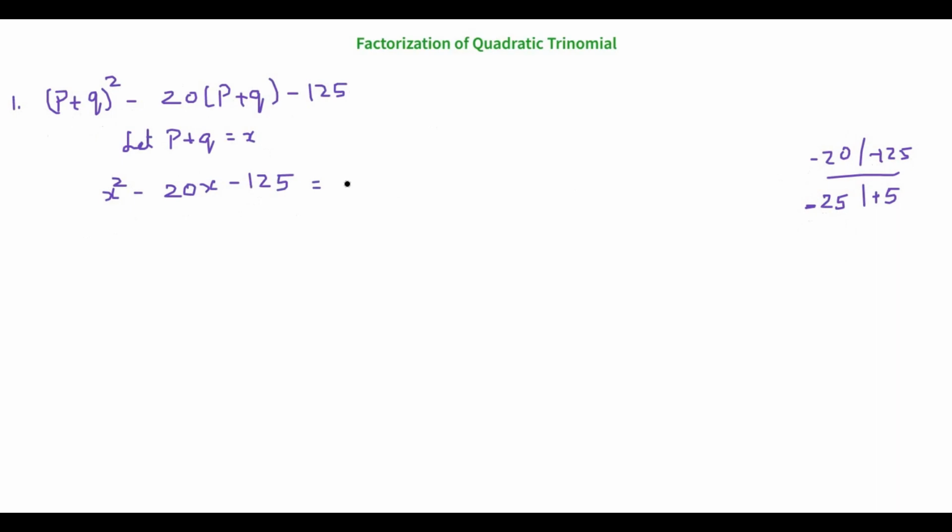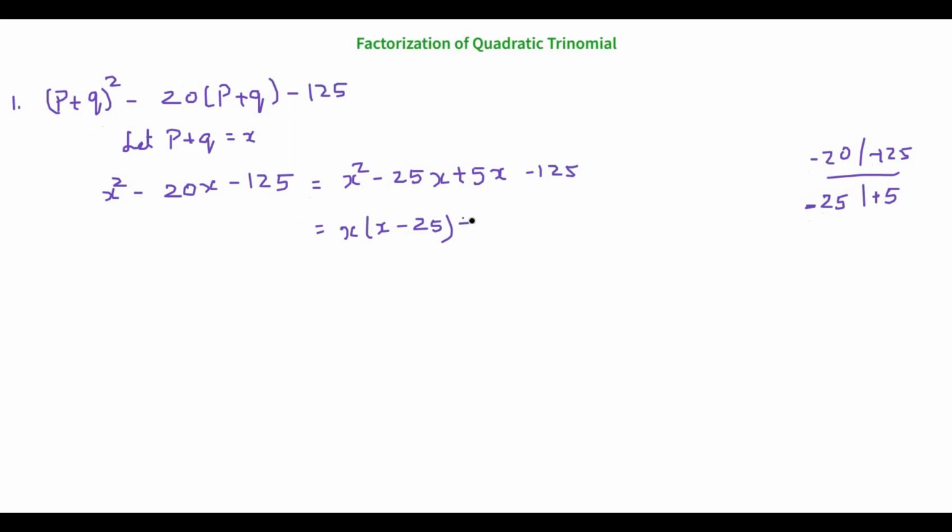Now the other steps are as usual. X square will be as such. Minus 20x we can split as minus 25x and plus 5x. And then minus 125 will remain as such. Now, what is the next step? Right, we are going to take the common of these two. So let's take x outside as common. Here it will be x minus 25. There is an x already taken out, so we will write x minus 25.